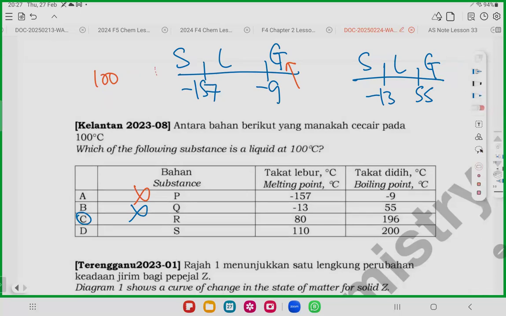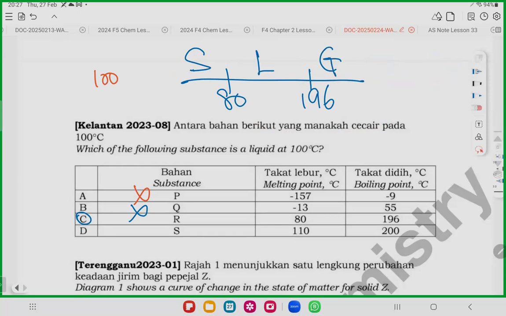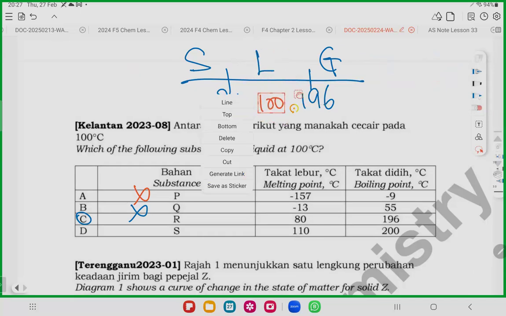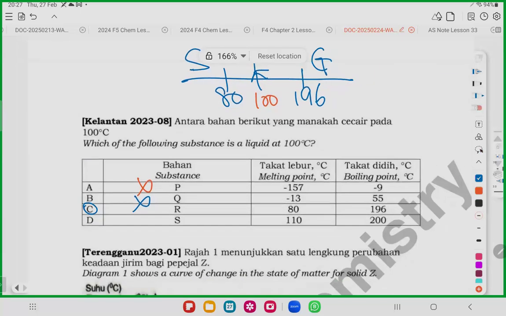Why? The melting point is 80. The boiling point is 196. This is a solid, this is a liquid, this is a gas. The temperature that we want is 100. Where is 100? 100 is in between 80 and 196, isn't it? 100 is between 80 and 196, so it's around here. So it is a liquid. Okay, I hope everyone is still able to recall whatever we learned in the last lesson.